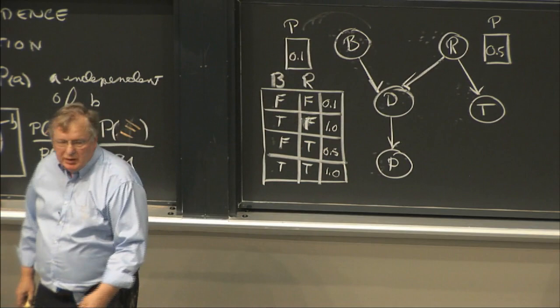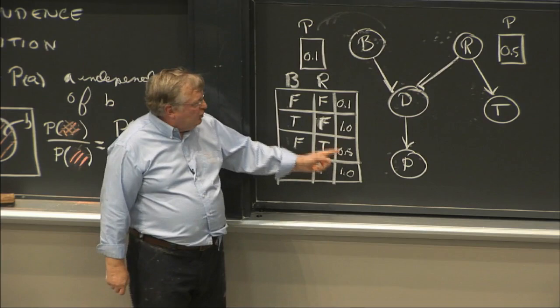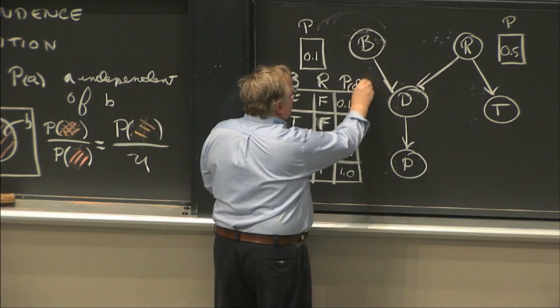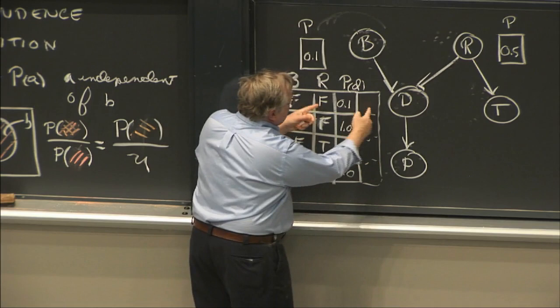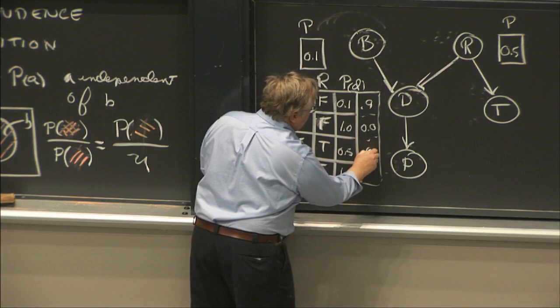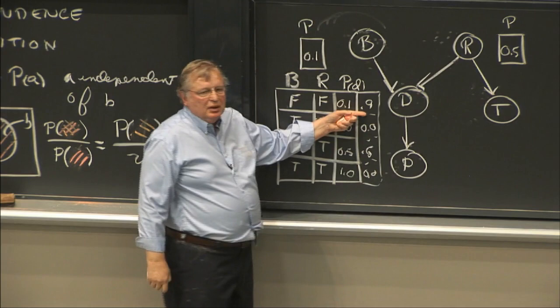Do these numbers, by the way, have to add up to 1? They clearly don't. These numbers don't add up to 1. What adds up to 1 is this is the probability that the dog barks, and then the other phantom probability is out here, and these have to add up to 1. So that would be 0.9, that would be 0.0, that would be 0.5, and this would be 0.0. Because those are just 1 minus the numbers in these columns, I don't bother to write them down.